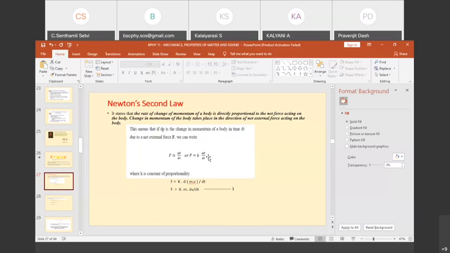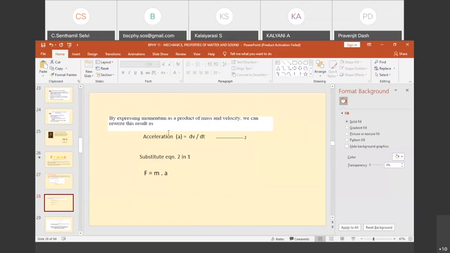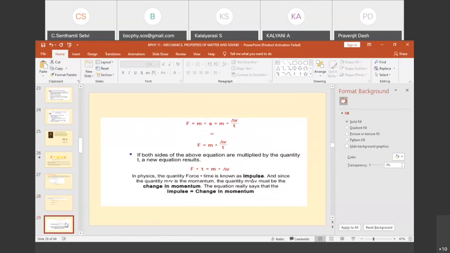So P is equal to M into V. M will not change, mass remains constant. So we write M outside. So velocity only changes, so we can write it as dv by dt. And instead of dv by dt, we can write the acceleration. In Tamil it is called mudukkam. In Tamil, it is velocity by time, column, dv by dt. So if you substitute this value, you get F is equal to M into A.